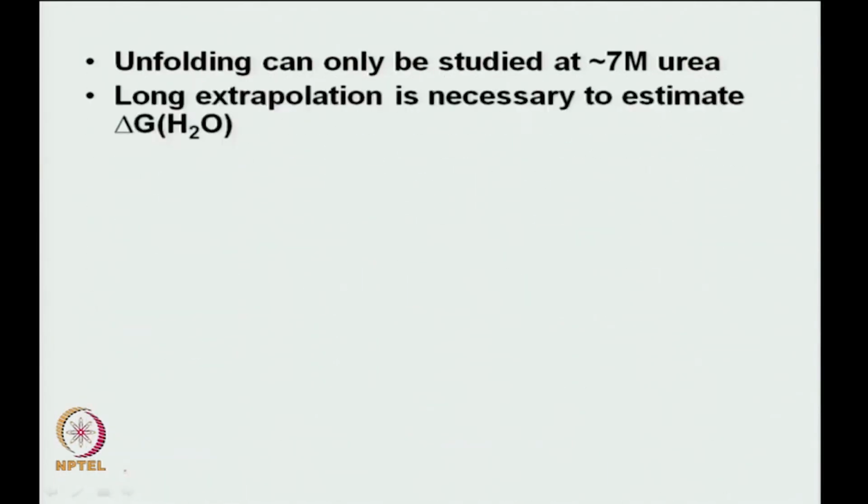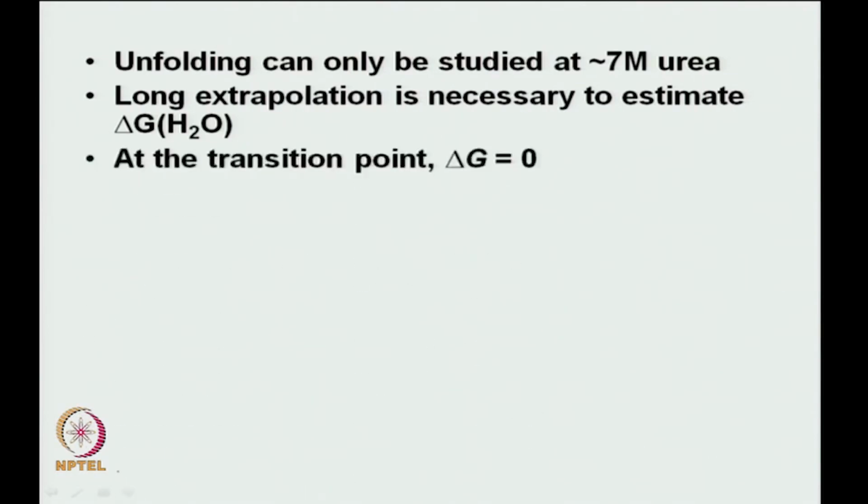Next, long extrapolation is necessary to estimate delta G H2O, and that we just saw, because over that region we do not have any points at all, we just cannot have any points. At the transition point, delta G is equal to 0, right, because you have equal amounts of denatured and native state.